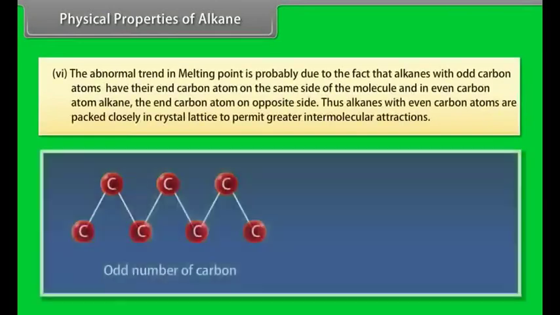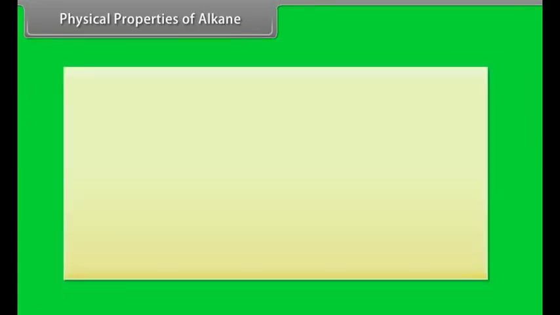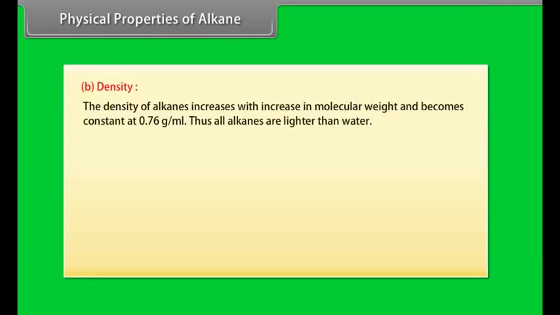Number 6. The abnormal trend in melting point is probably due to the fact that alkanes with odd carbon atoms have their end carbon atoms on the same side of the molecule, and in even-carbon alkanes, the end carbon atoms are on opposite sides. Thus, alkanes with even carbon atoms are packed closely in the crystal lattice to permit greater intermolecular attractions. B. Density. The density of alkanes increases with increase in molecular weight and becomes constant at 0.76 gram per milliliter. Thus, all alkanes are lighter than water.